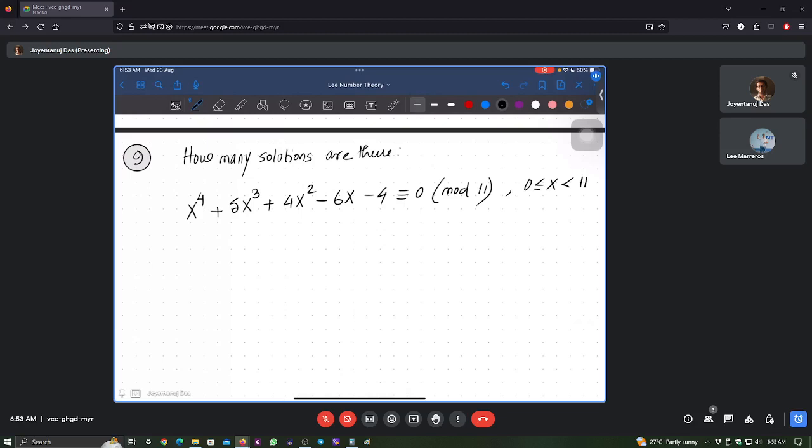So there is something called the vanishing method. I don't know whether you have heard the name or not. The vanishing method states that you can just guess. For example, if I take x equals 1, then we can just check whether it is working or not. It will be 1 plus 5 plus 4 minus 6 minus 4. So that is 0, right?